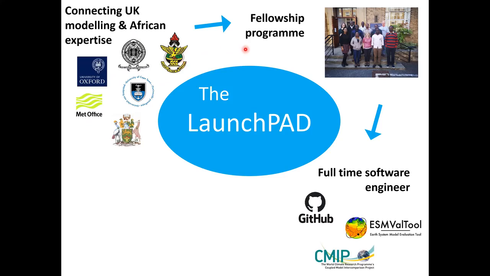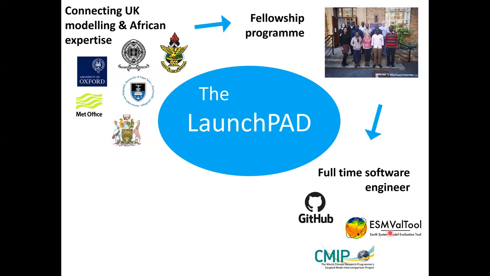So the program is through fellowships. Among these are the members, and what the program seeks to do is to develop tools that can be used for evaluating climate models. So in the CMIP6, we have what we call the Earth System Model Evaluation Tool, the ESMValTool. So this project was instituted to bring the African contribution to that tool.